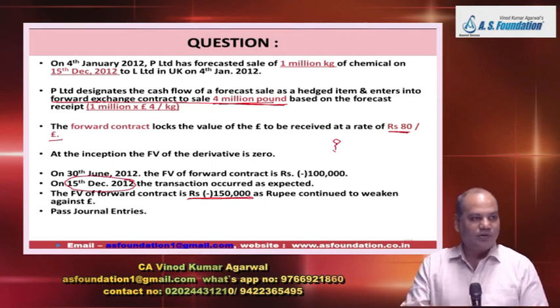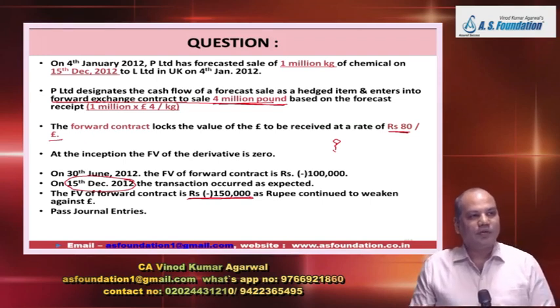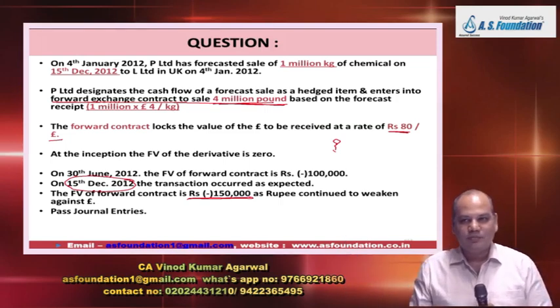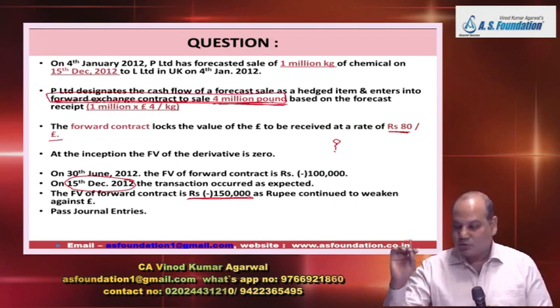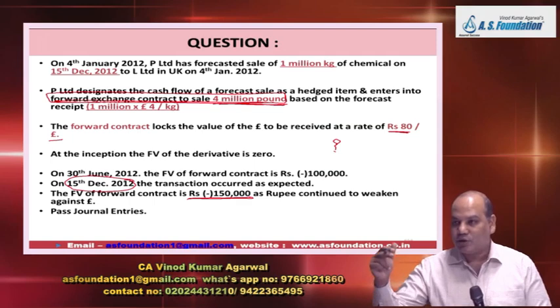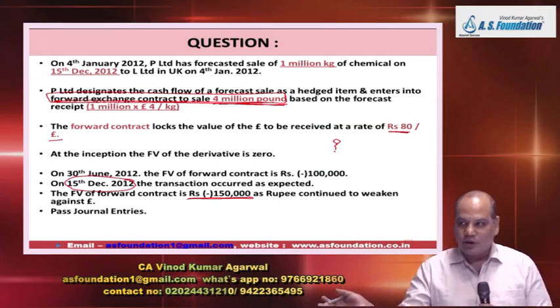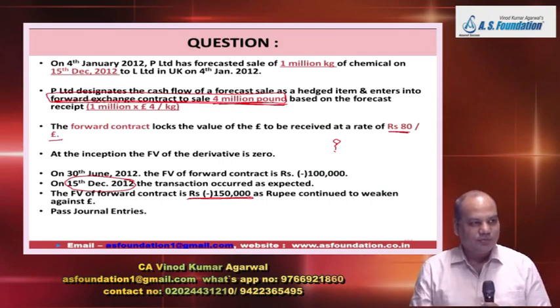SFM question, strategic financial management. Will it be more than 80 or less than 80? Calculation we will do later. Less than 80, more than 80. When you enter into a forward contract to sell, at least this is sure: we have entered into a forward exchange contract to sell 4 million pound. There is no doubt on this because the question itself says so. When you enter into a forward contract to sell, when would you lose? When the rate goes up or when the rate comes down?